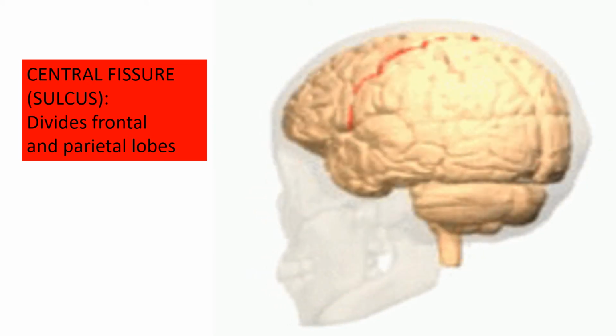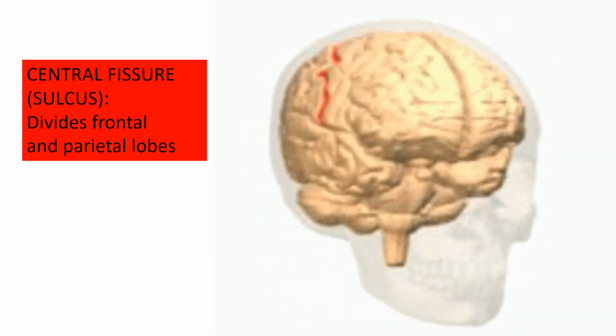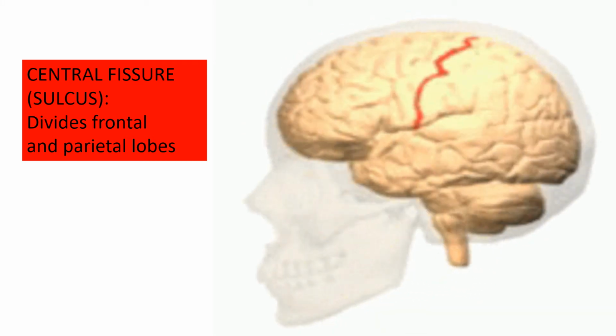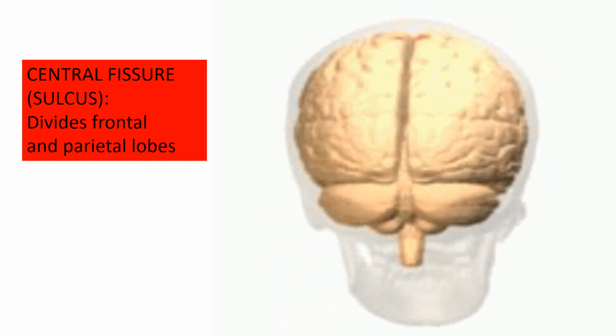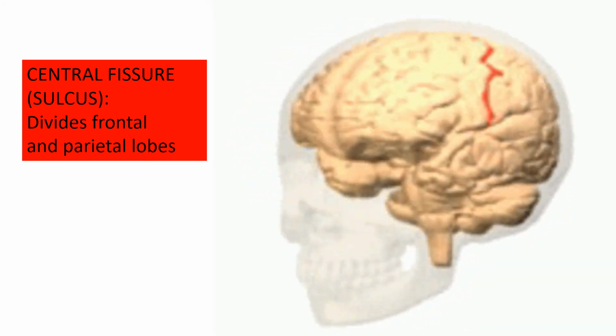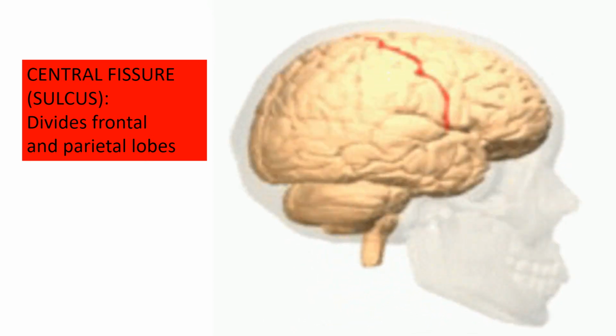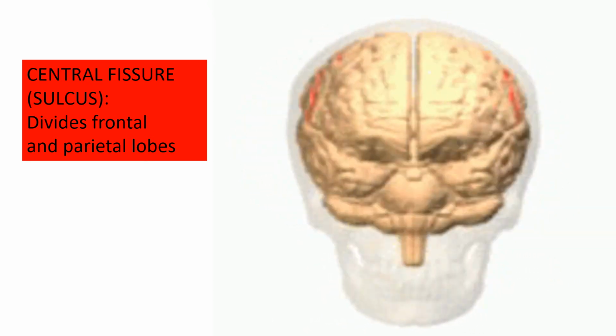There is a deep groove on each hemisphere, left and right, that is called the central fissure or the central sulcus, and in medical school it's called the fissure of Rolando. This divides the front of the brain from the back of the brain, so the frontal lobe from the parietal lobe.